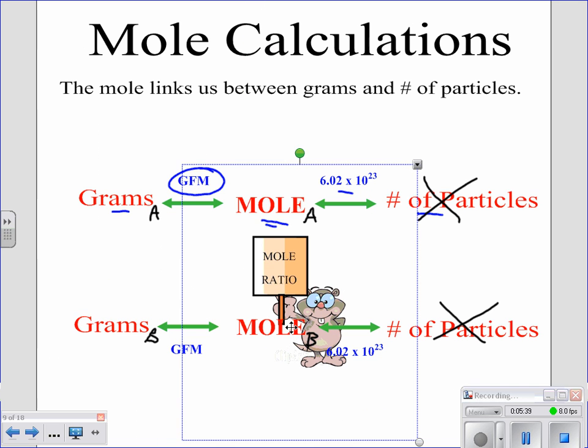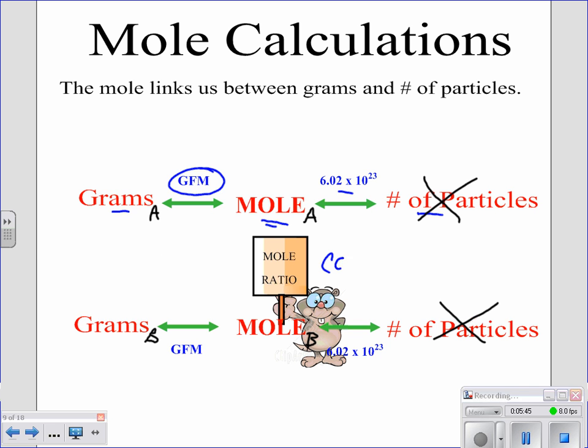We want to be able to use our mole ratio, which is really just saying that you want to be able to look at your balanced equation and use your coefficients. That's what we're going to do to go from moles of one substance to moles of another. So that's that mole ratio step. That's really the only new step in this.